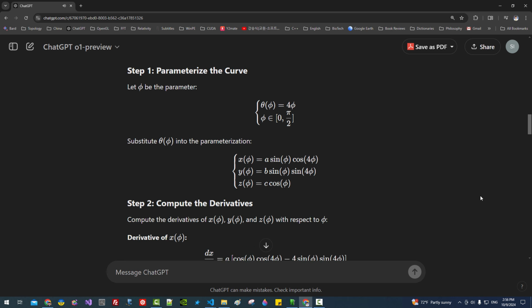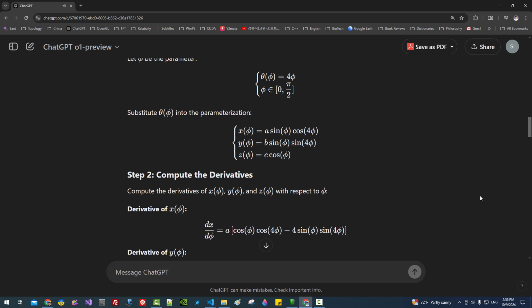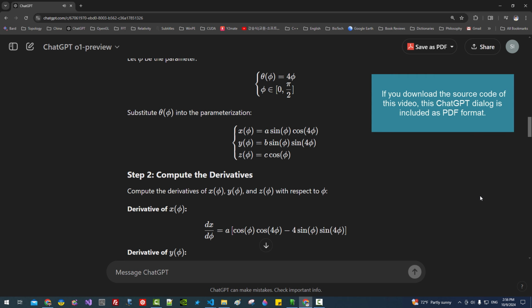Step 1. Parameterize the curve. Let phi be the parameter. Theta of phi equals 4 phi, with phi in 0 to pi/2. Substitute theta of phi into the parameterization: x of phi equals a sin phi cos 4 phi, y of phi equals b sin phi sin 4 phi, z of phi equals c cos phi.